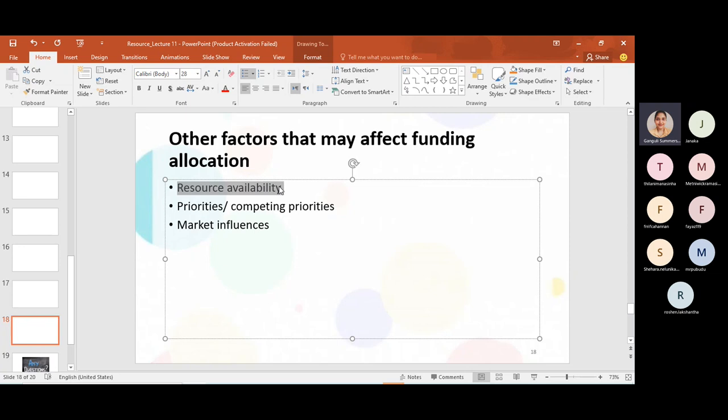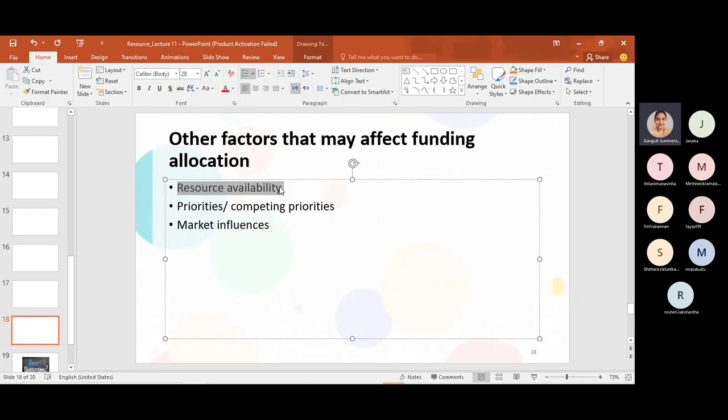The first factor I have mentioned here is resource availability. So how does this factor affect funding allocation? Because if you need to buy some resources for your company, for example, let's say you need to buy laptops or computers or any other equipment, you need to allocate money. You need to allocate some amount of money to spend to buy these laptops, computers, equipment, or whatever. So resource availability is a factor that affects funding allocation, because when a certain resource is not available in your company, you need to spend money to buy it for the company, right?